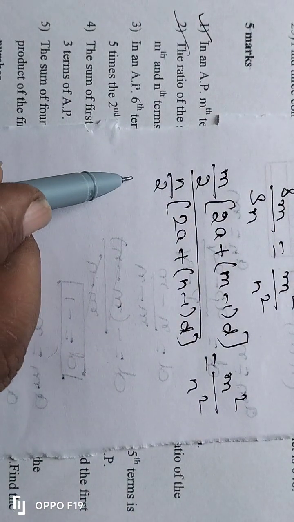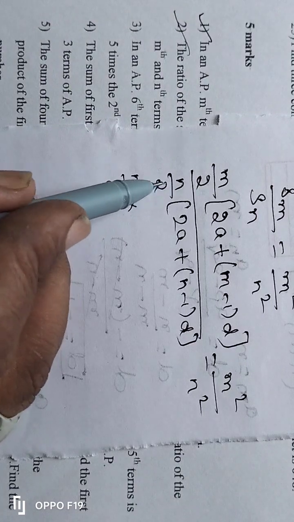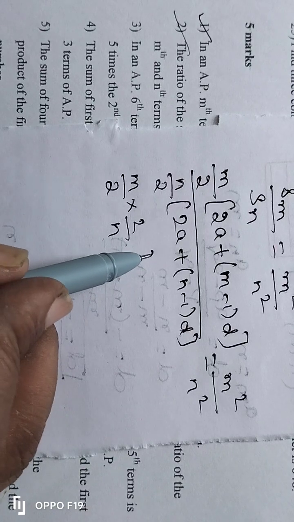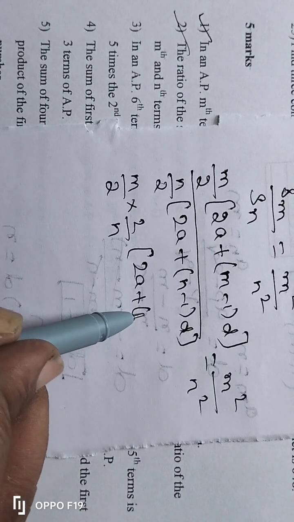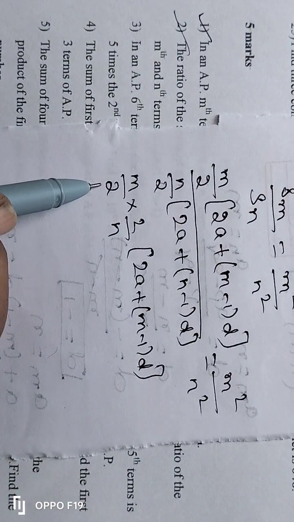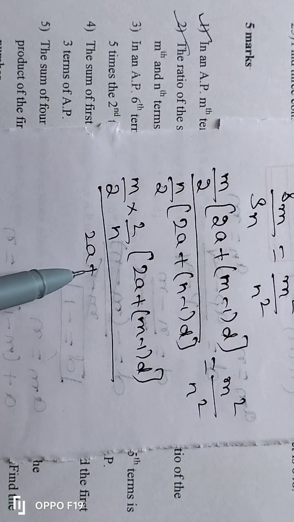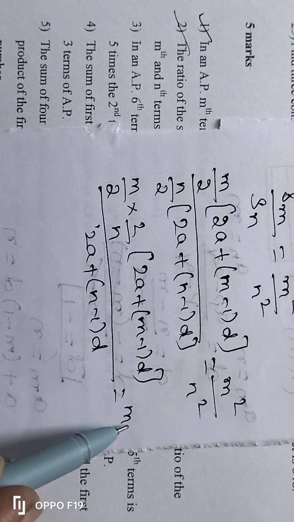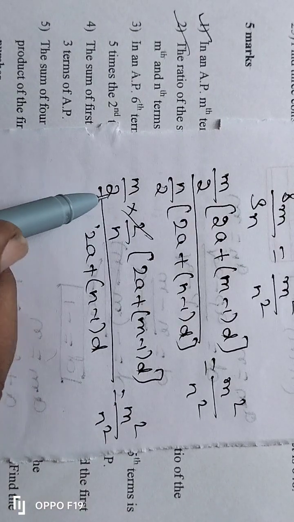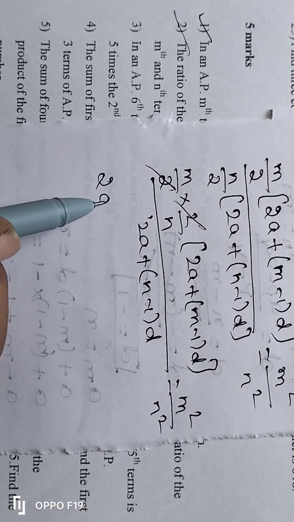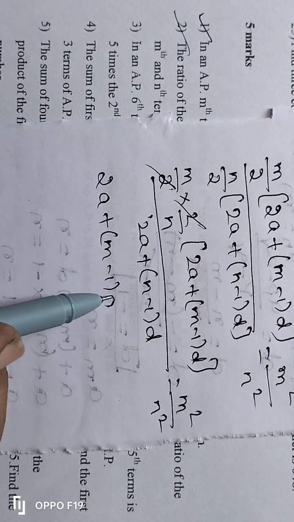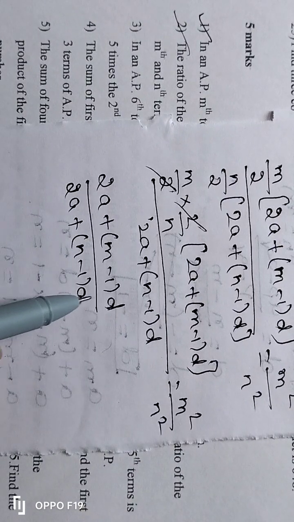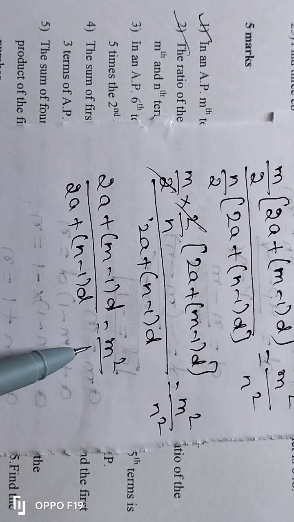Now m by 2 into, you take the reciprocal for this one, it will become 2 by n into (2a plus m minus 1 into d) divided by (2a plus n minus 1 into d) is equal to m square divided by n square. 2 gets cancelled. Now the remaining is (2a plus m minus 1 into d) divided by (2a plus n minus 1 into d) is equal to m square by n square.